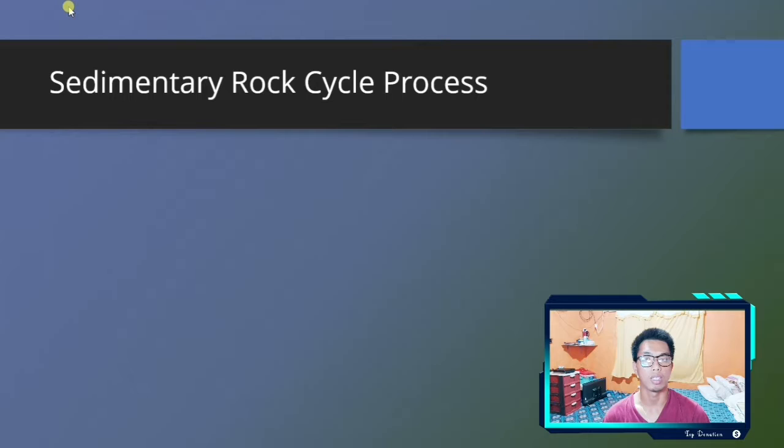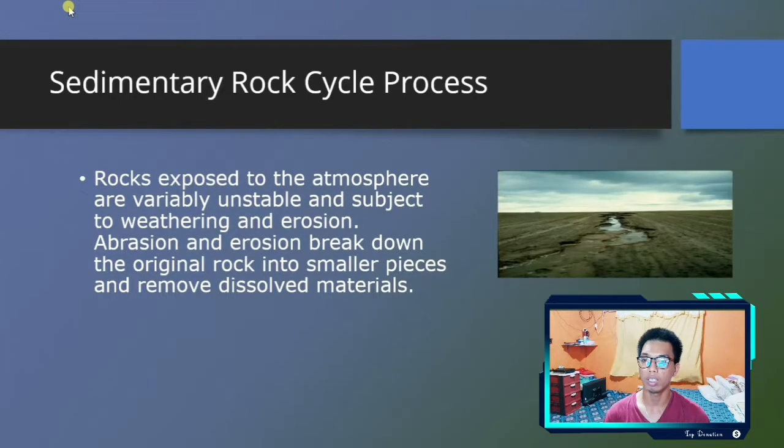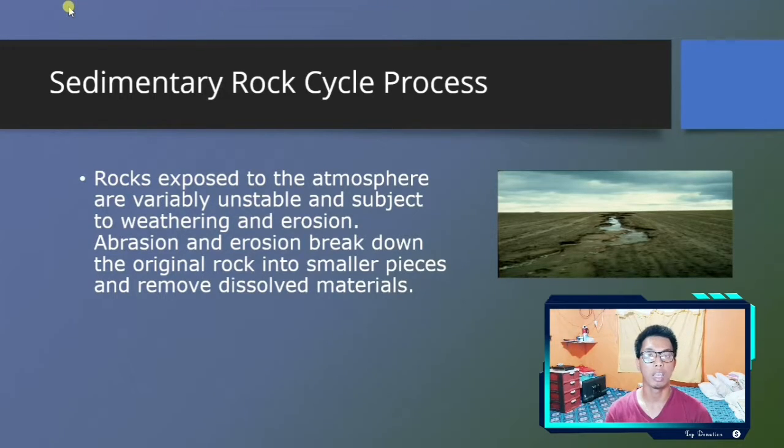Sedimentary rock cycle process. Rock exposed to the atmosphere is unstable and subject to weathering and erosion. Abrasion and erosion break down the original rock into smaller pieces and remove dissolved material. Sedimentary rock cycle. Basically, kung saan ang malaking bato ay lumiliit o nadudurog dahil sa continuous weathering and erosion.